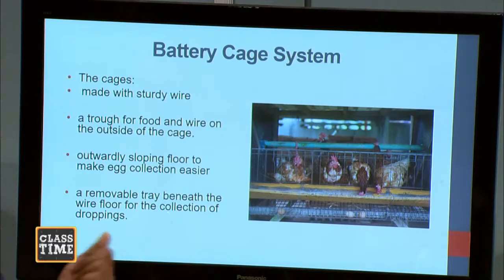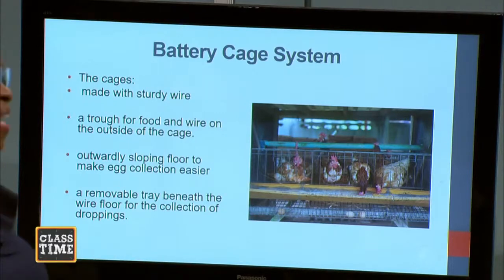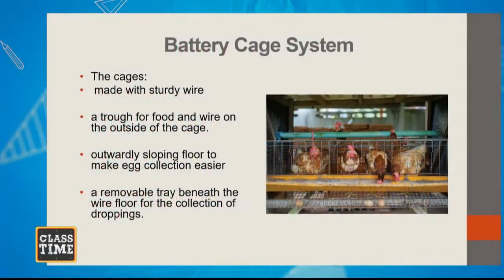Students, what do you think? Which one do you prefer? I prefer, like you, the deep litter system.